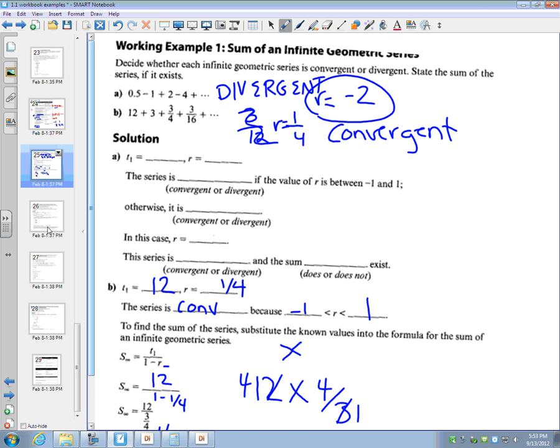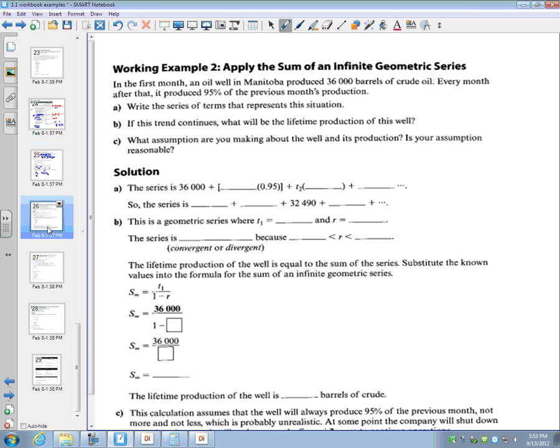Try another example here. In the first month, an oil well in Manitoba produced 36,000 barrels of crude oil. Every month, it produces only 95% of the previous month's. So we're starting to use up the oil. Write the series of terms that represents this. If the trend continues, what will be the lifetime production and what assumptions were made?